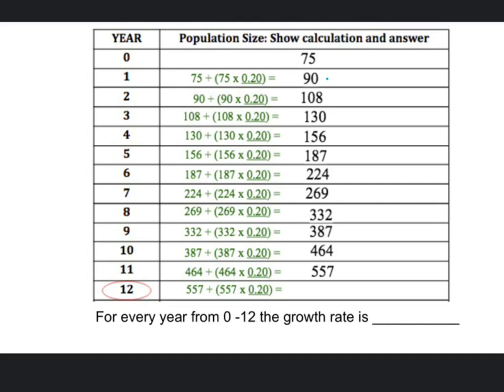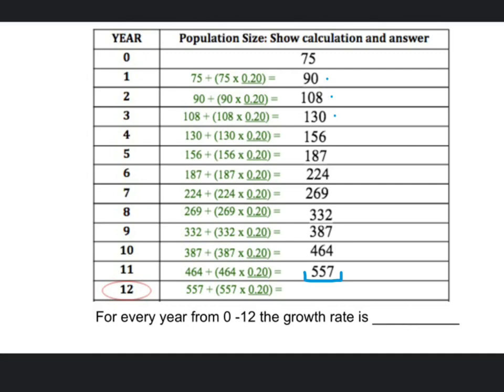Well, that 90 continues to add 0.20 of their population, so we have 108. And that 108 continues to add 0.20 of their population, so we end with 130. By the time we get up to year 11, holy smokes, we got 557 rabbits in this population. That's a lot of bunnies.